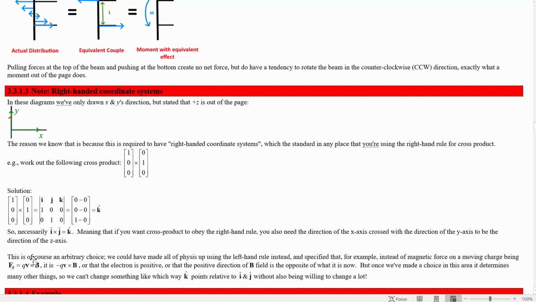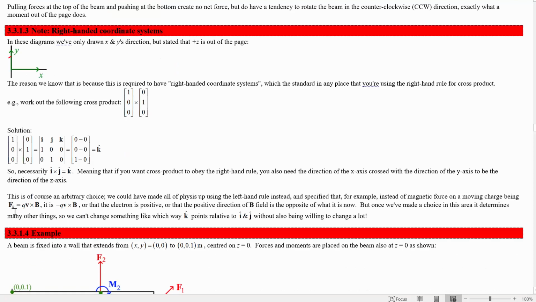So if, for instance, the force on a moving charged particle by a magnetic field is still going to be QV cross B, then you need to switch which charge is positive and which is negative so that this would work out, or maybe switch the direction of the positive B field, or maybe change it so the magnetic force on a moving particle is negative QV cross B. But you need to switch something if you decide to use a left-handed coordinate system instead.